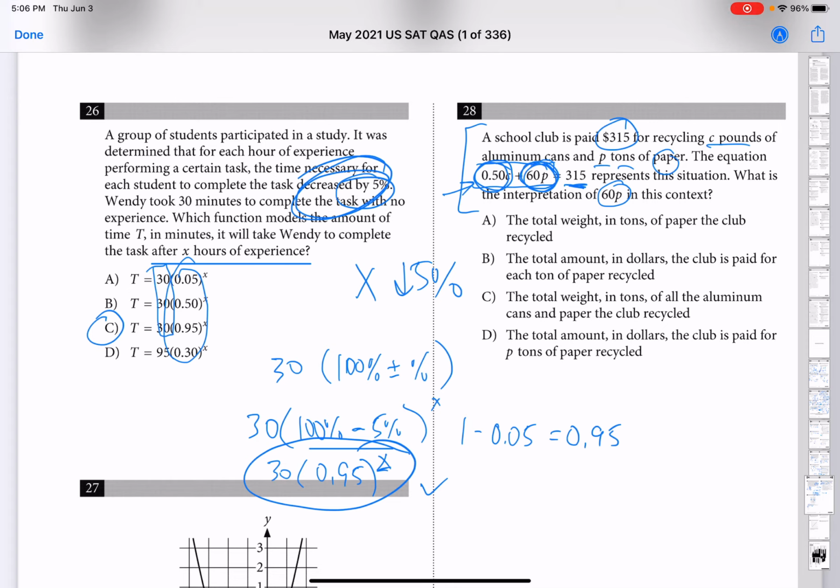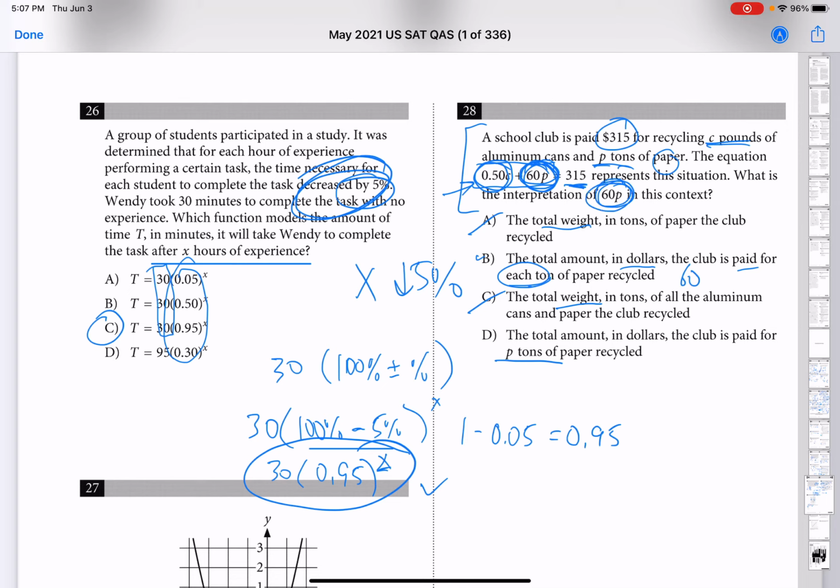So 0.50C is the total amount of money for C pounds of aluminum cans, and 60p is going to be the total amount of money for P tons of paper. So we're looking for total amount of money, or total amount of dollars in this case. Let's just look at the answers. Is it total weight? No, it's not weight, so it's nothing to do with weight. Total amount in dollars? That could be. And we're looking for P tons of paper. The total amount of dollars the club is paid for each ton of paper, or the total amount of money in dollars the club is paid for P tons of paper? So it's not each ton of paper. Each ton is $60, but they're looking at 60p.